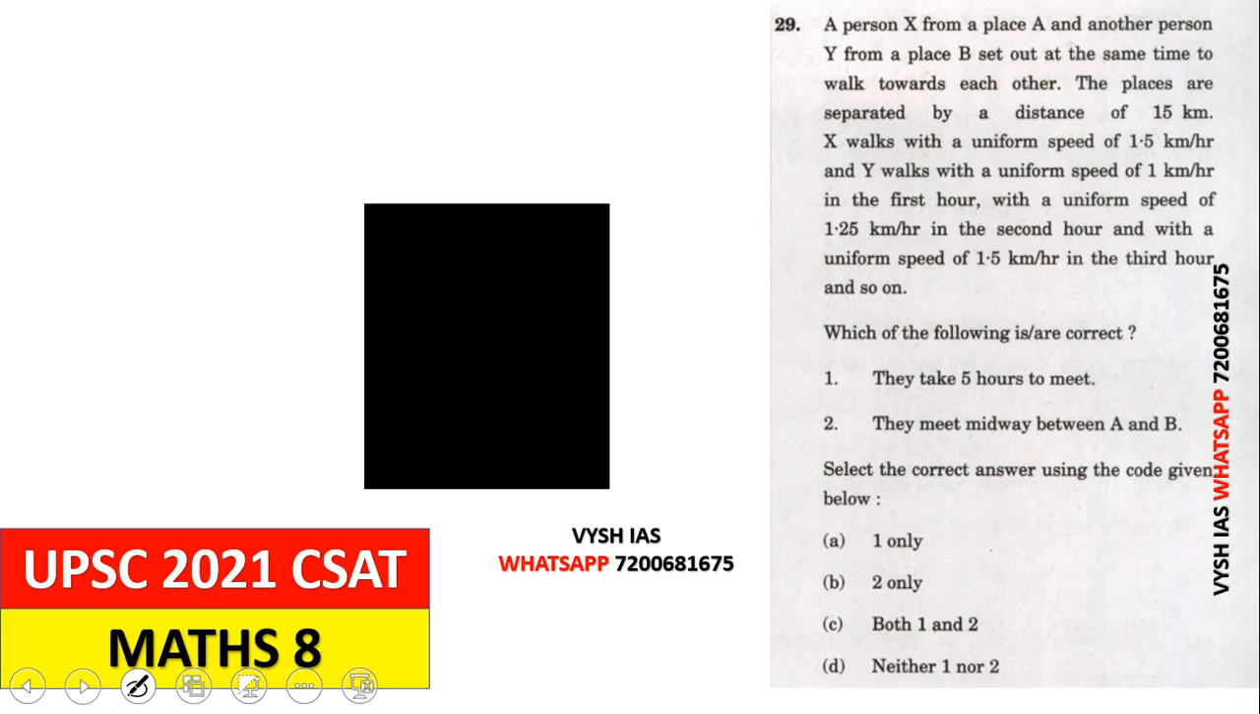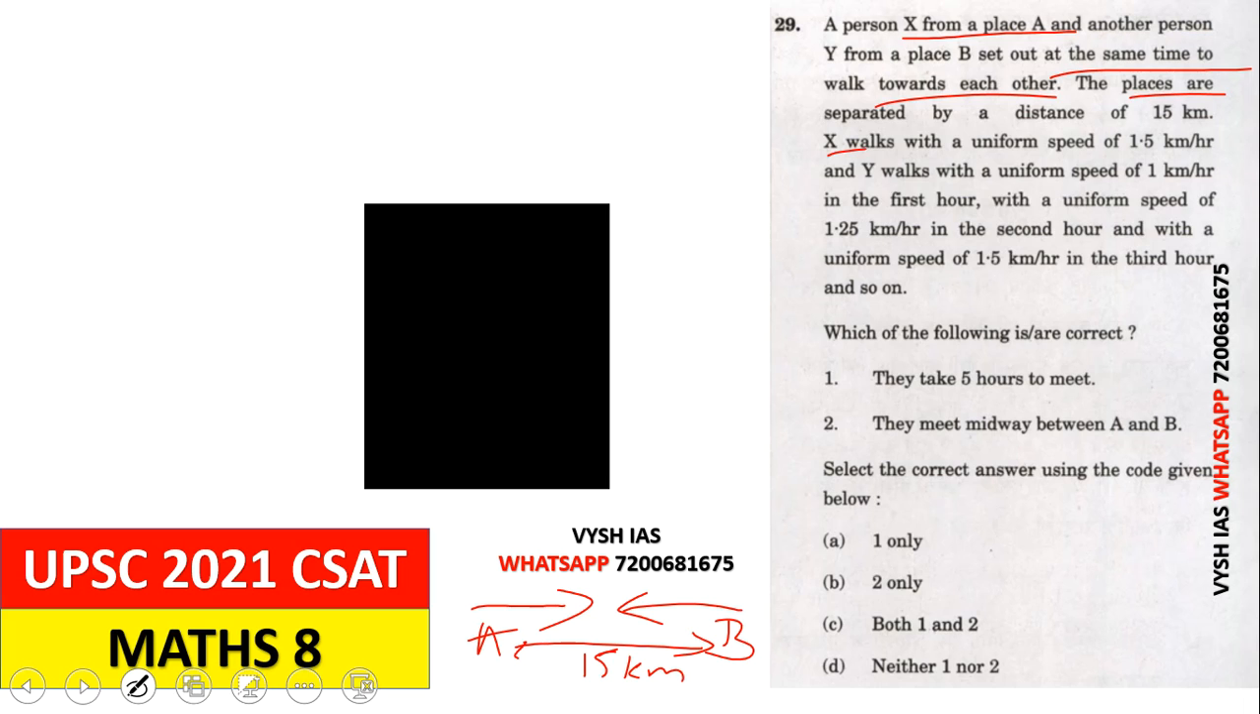Now, next one. This is actually again maths. A person X from place A and another person Y from B, meaning here it is A, here it is B, set out at the same time, walking towards each other. He is going in this direction. He is going in this direction. Okay, this is the road, suppose. The places are separated by a distance of 15 kilometers.